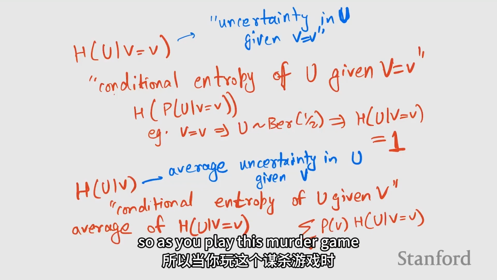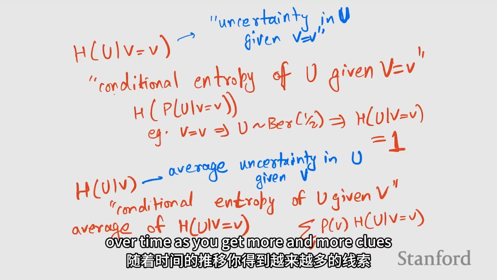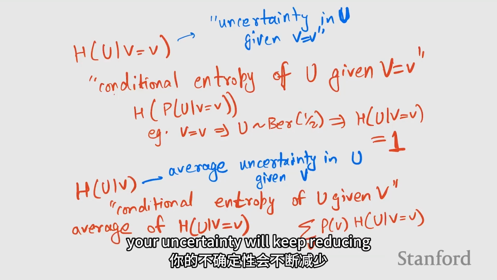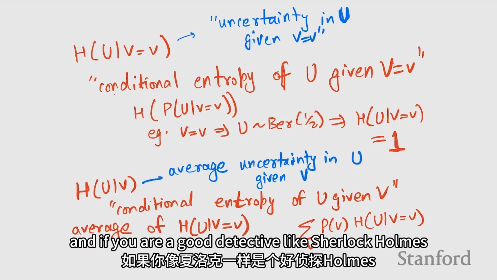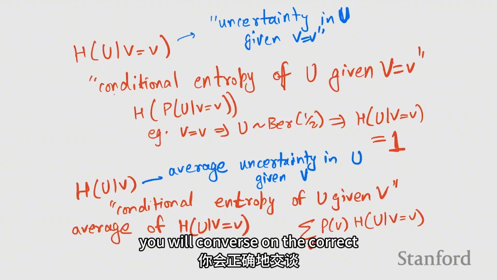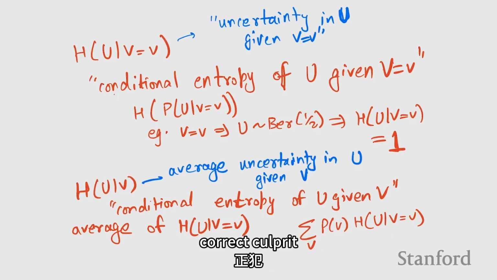So as you play this murder game, over time as you get more and more clues, your uncertainty will keep reducing. And if you are a good detective like Sherlock Holmes, you will converge on the correct culprit. Okay.